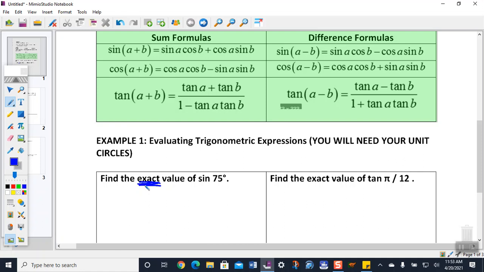So what we're going to try to do is this: is there a pair of angles that I could use to form 75 degrees? In other words, from that unit circle chart, are there two angles that I could either add or subtract to make 75 degrees? Yes. Which ones do you want to start with? 30. Is 30 degrees part of your unit circle? Yeah. Is 45 degrees part of your unit circle? Yes.